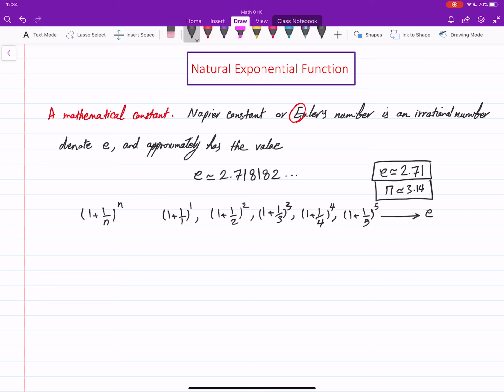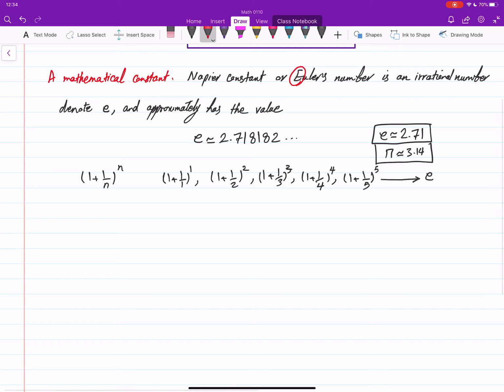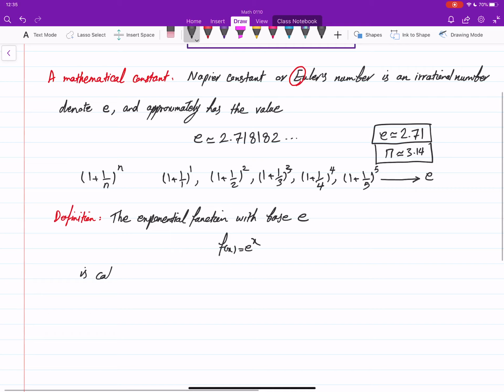Okay. Why is this important? Well, this came out very naturally in mathematical modeling, and when we choose this to be the base of exponential functions, so, definition: the exponential function with base e, in other words f of x equals e to the power x, is called the natural exponential function.